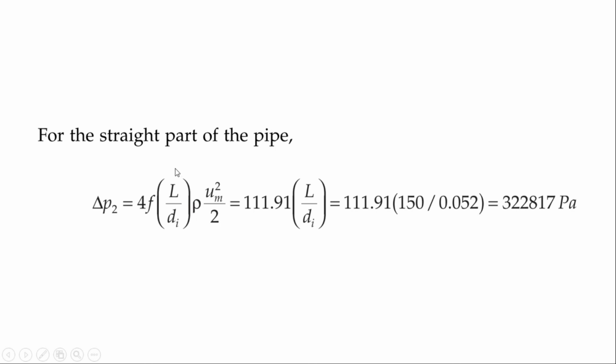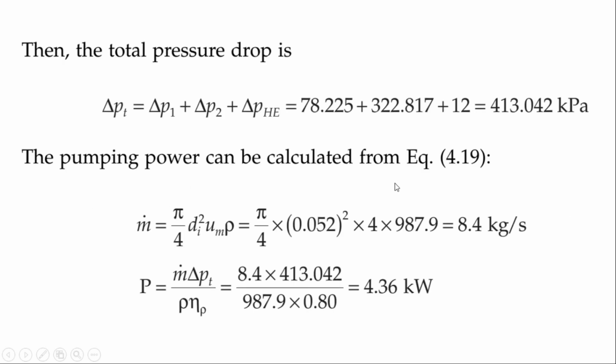So the next is for the straight line pipe. You have to put the value of the length, which is 150, and the diameter, which is given over here, which is 0.052, and this will be 322.817 kilopascal, right?